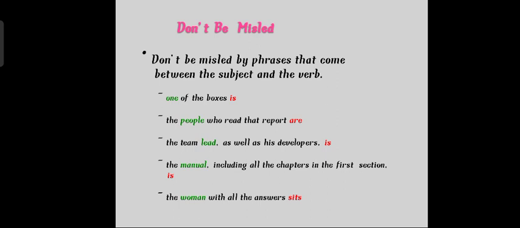In the second sentence, the people who read that report are. The people is the subject, who read that report is a phrase, and are is the verb. People means plural, that's why the plural verb is used. The team lead, that means leader, as well as his developers is. The team leader is the subject, that's why the singular verb is used. The manual including all the chapters in the first section is. Is is the singular verb related to the singular subject, that is manual.